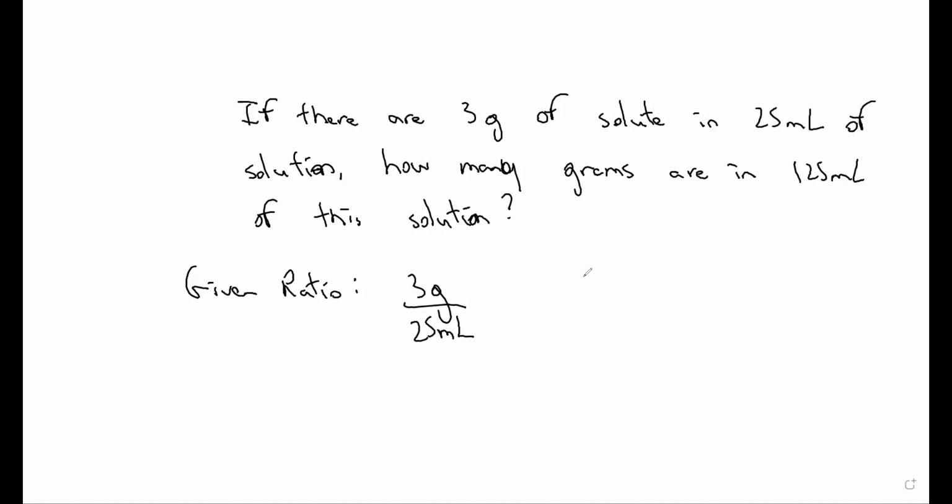And then the next thing you do is you set up what's called an unknown ratio. So that'll be the remaining information plus an X variable that you'll later solve for. So in this case, it says how many grams are in 125 milliliters. So since grams is what we're trying to solve for in this ratio, I'm just going to put X grams. And that unknown number of grams corresponds with 125 milliliters.